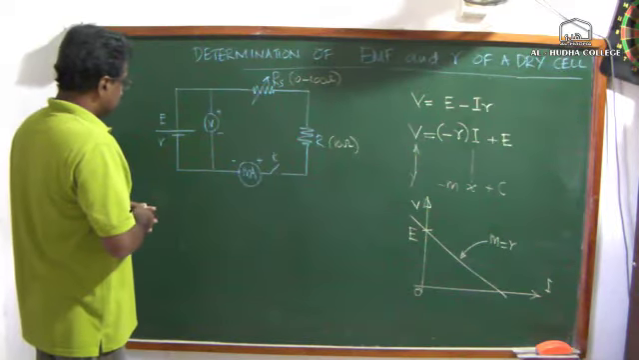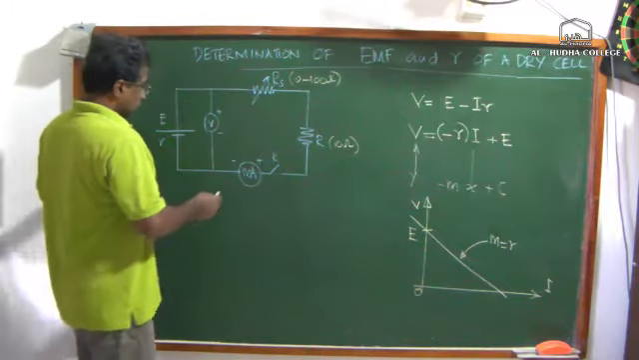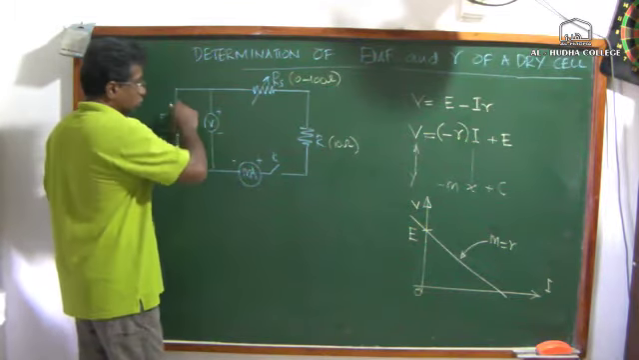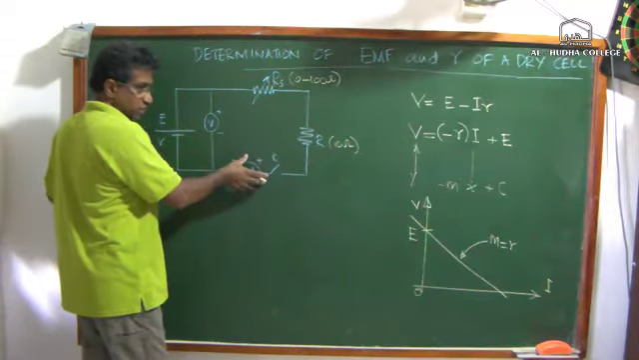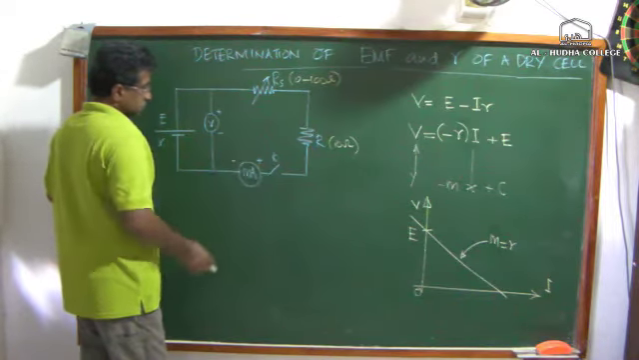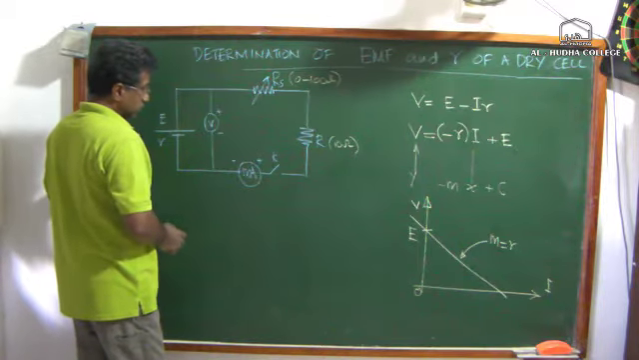Now you are given a milliamp meter because we don't want to draw large current. We want to keep the current at a very low value, in milliamps. So a milliampere meter is more than enough.